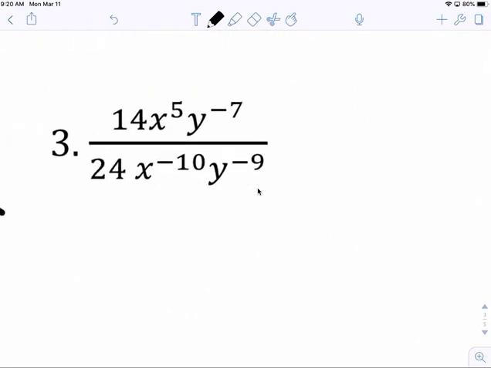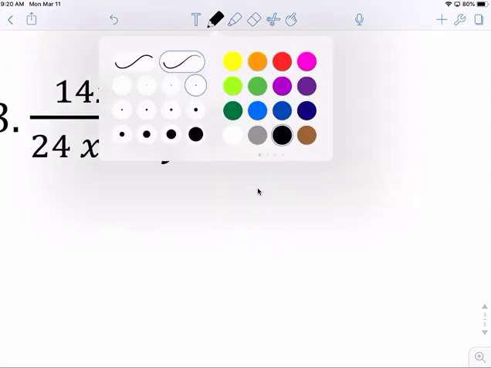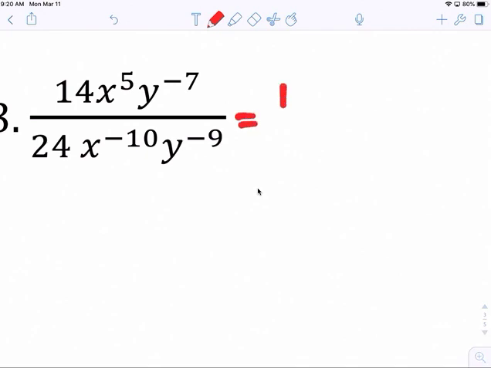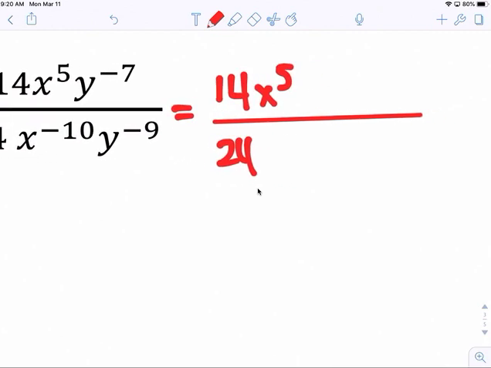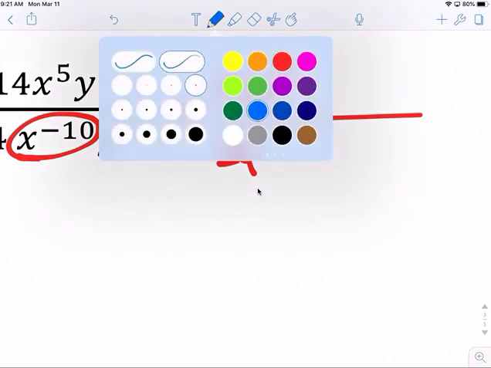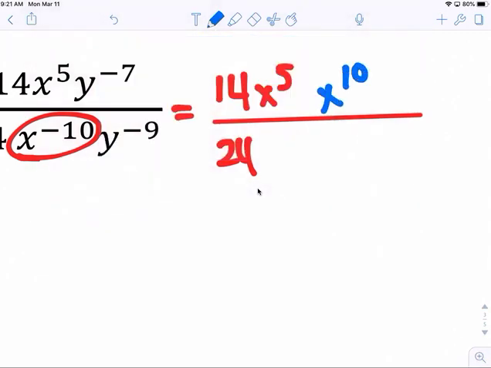Okay, number 3, there's a negative exponent. Let's change. All the positive stays the same. Okay, let's change. X to the 5th, this goes x to the 10th, goes on top. And then y to the 9th, y to the 7th go on bottom. And y to the 9th goes on top.